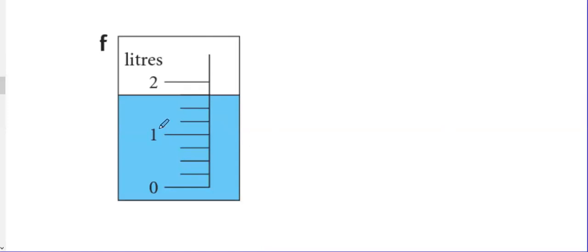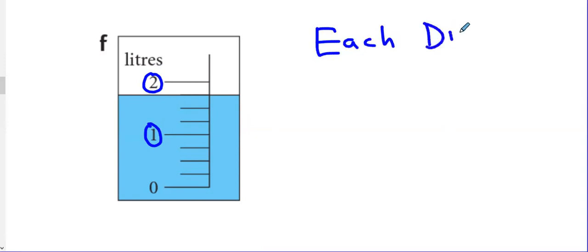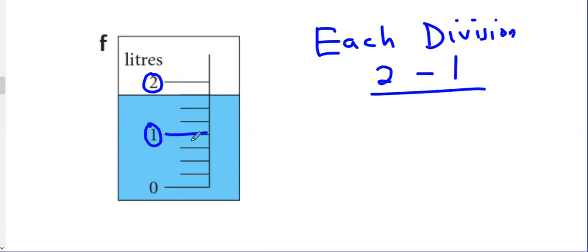So this water level is between 2 and 1. What you're going to do is calculate each division. Each division equals how much? This meniscus, or water level, is between 2 and 1. So go ahead, subtracting 2 minus 1. The answer you get is divided by, from 1 to 2, how many lines are there?